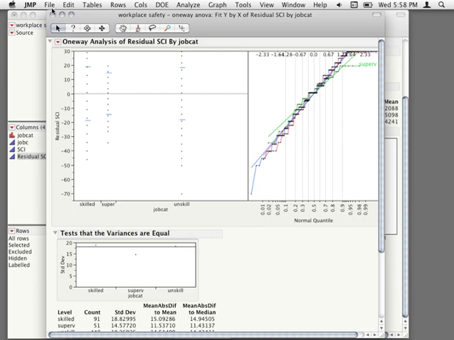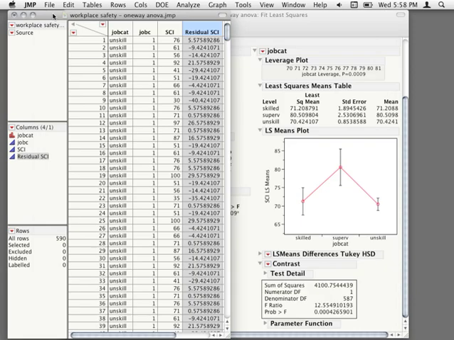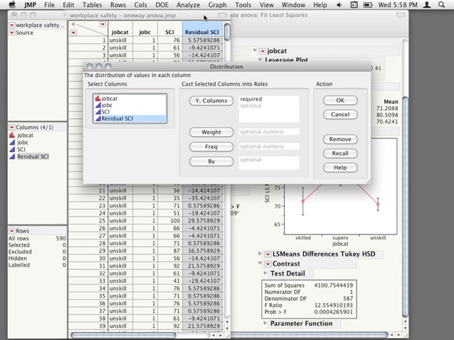But the way I would recommend is actually closing this. So we're done with the homogeneity of variance assumption. We're upholding it. It's fine. What I would do is go into distribution, so the single variable distribution, and we're going to be looking at the residuals, but we don't want to look at the residuals overall, right?